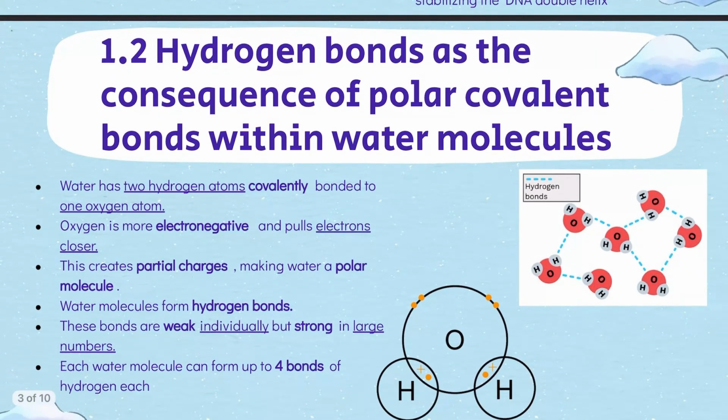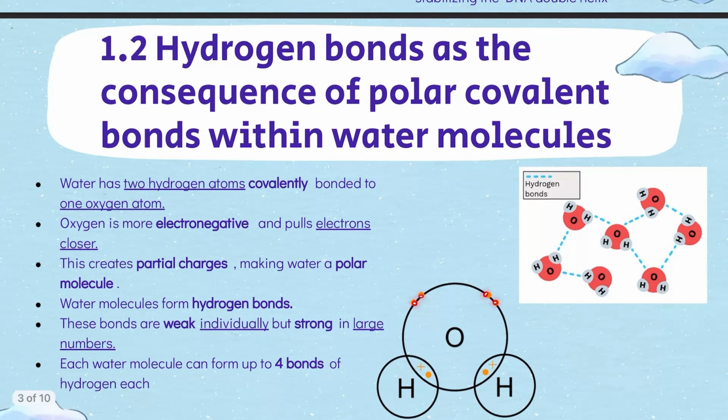Our second understanding is hydrogen bonds as a consequence of polar covalent bonds within water molecules. Water is composed of two hydrogen atoms bonded covalently to an atom of oxygen. However, since oxygen is more electronegative, meaning it is able to attract more electrons than hydrogen, the sharing of electrons is unequally distributed, with electrons being pulled more towards oxygen. This creates a partial charge, with oxygen gaining a partially negative charge and hydrogen gaining a partially positive charge. This is why water molecules are said to be polar in nature.